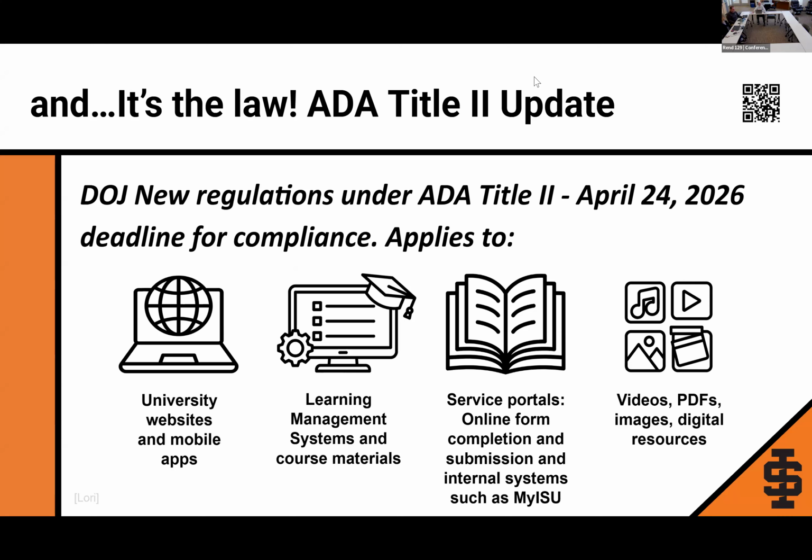So it applies to all of our university website pages, mobile apps that students use, our learning management system. So anything in Canvas needs to be accessible. Our service portals, such as online form completions, all of the scholarship online forms need to be able to be navigated using arrow keys on your keyboard and not just relying on the mouse. So hopefully we are working on some of those internal systems as well. And then any videos need to be closed captioned, PDFs need to be accessible, images, digital resources, and we'll go into more detail on that here in a minute.